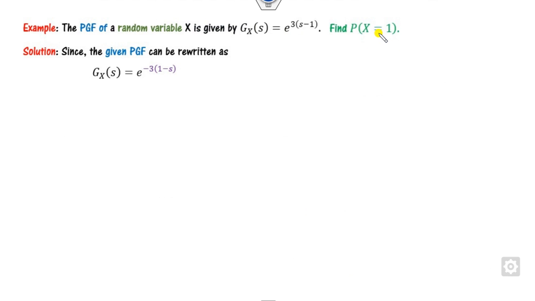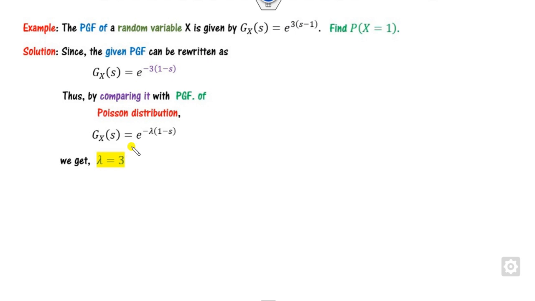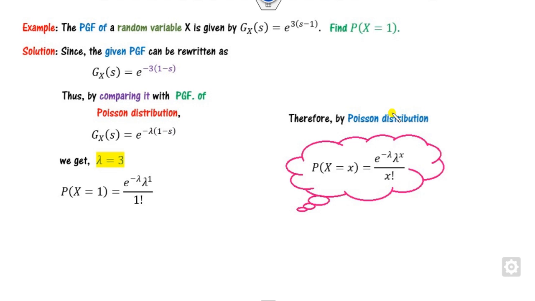So I will tell you the two different methods. This is the first method. I can write this PGF as this, taking the negative as a common factor. Do you remember that any distribution whose PGF is in the form of an exponential is the Poisson distribution? So if you compare them, what is the value of lambda? It's nothing but 3.